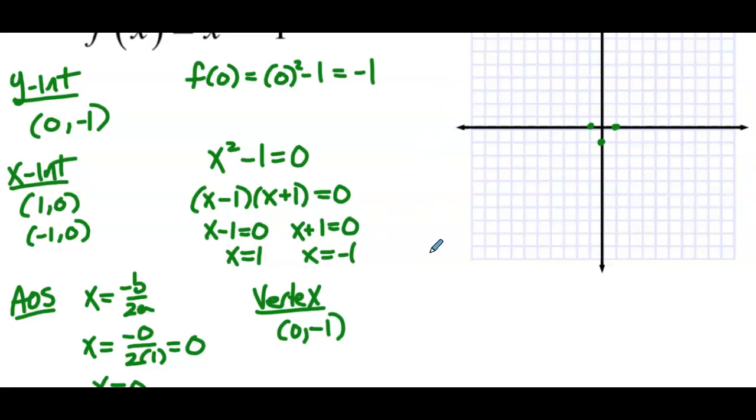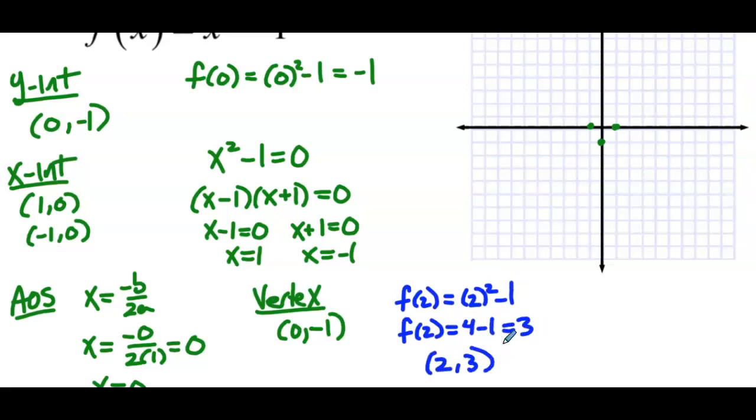So let's plug in 2. So we'll figure out what f of 2 is. So that's 2 squared minus 1. So f of 2 is 4 minus 1, which is 3. So we have the point 2, 3 also on our parabolic curve. Now that's 2 to the right of the axis of symmetry, so going 2 to the left of the axis of symmetry, we would also have the point negative 2, 3. And we can connect our points to create our parabolic curve.